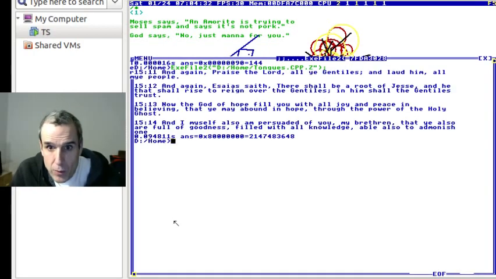And again, praise the Lord, all ye Gentiles, and laud him, all ye people. And again, Isaiah said, there shall be a root of Jesse, and he that shall rise to reign over the Gentiles. In him shall the Gentiles trust. Now the God of hope fill you all with joy and peace in believing, that ye may abound in hope through the power of the Holy Ghost. And I myself am persuaded of you, my brethren, that ye also are full of goodness, filled with all knowledge, able also to admonish one another.